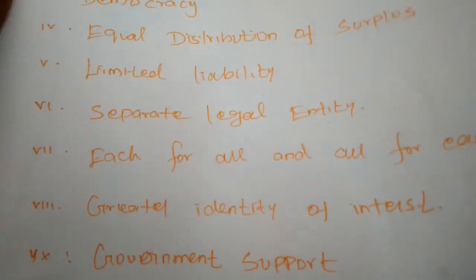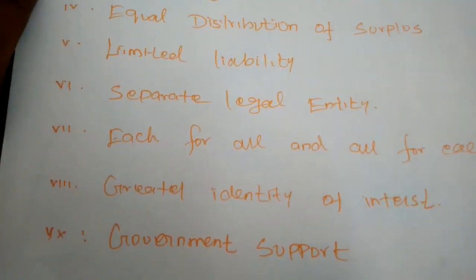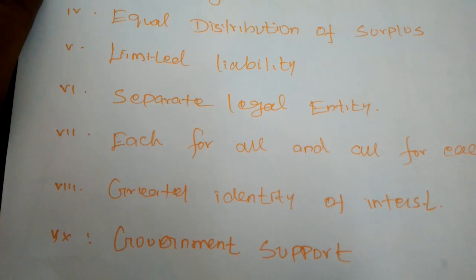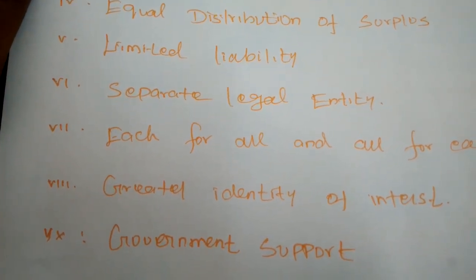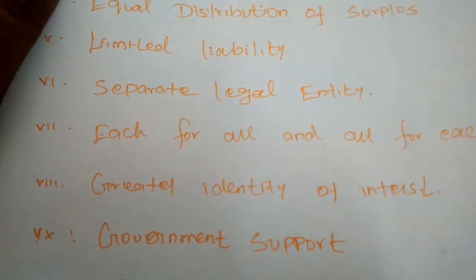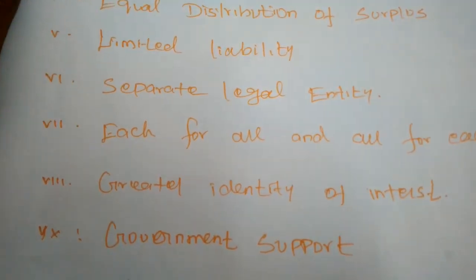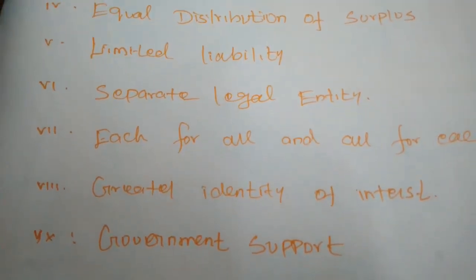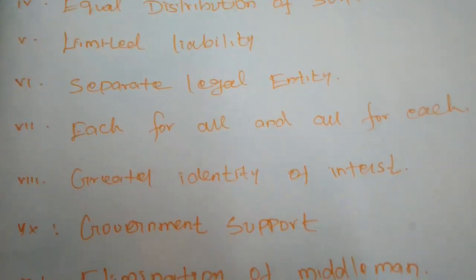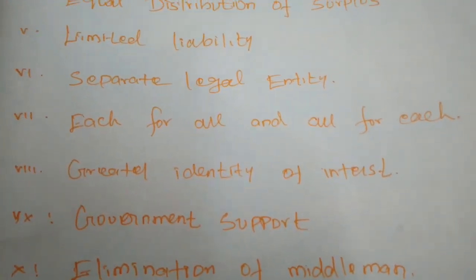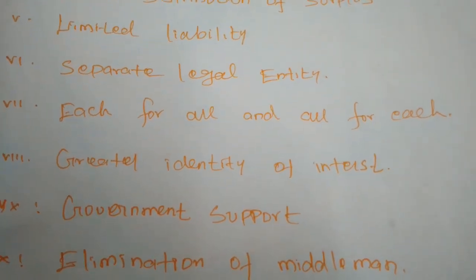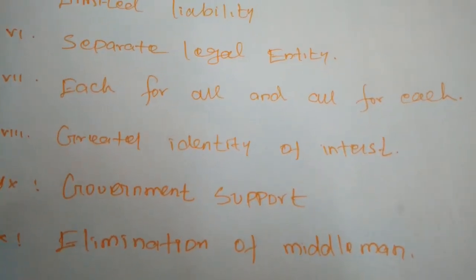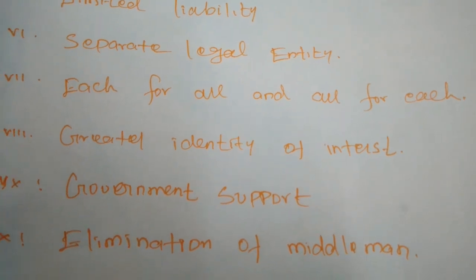Next is separate legal entity. The cooperative society enjoys a separate legal entity, which is distinct from its members. Therefore, its continuance is in no way affected by the death, insanity, or lunacy of any member. Any such problem will never affect the existence of the cooperative organization.